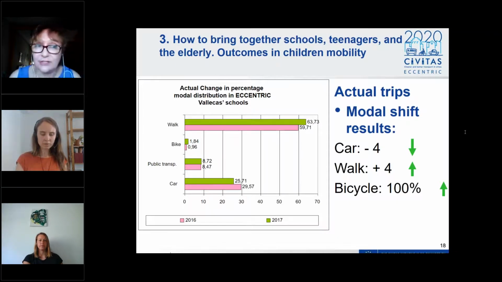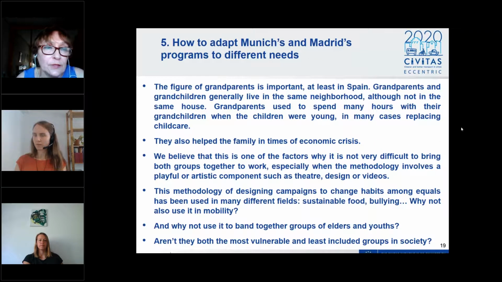Active modes, bicycle, we have to say only from 1% to 2%, but it's very few. I think Madrid does not have good conditions for safety. Then most of them were from bikes to walking.